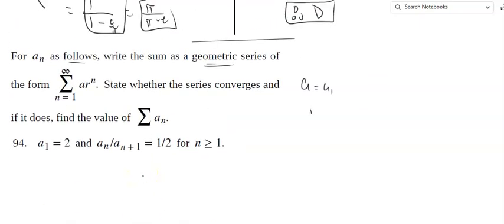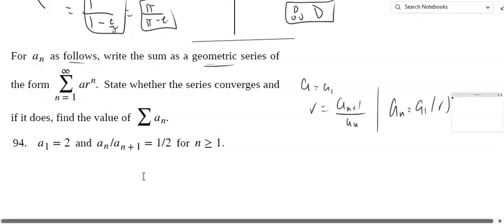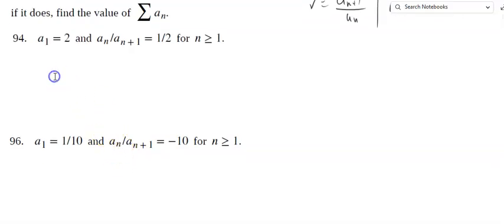I know that r equals any term divided by the previous term, and I'm aware that a sub n is a sub 1 r to the n minus 1. Well, let's see how that works. I'm looking at this sequence. The first term of the sequence is 2. A sub n divided by a sub n plus 1 is 1 over 2. So if I cross multiply, this says a sub n plus 1 is twice a sub n.